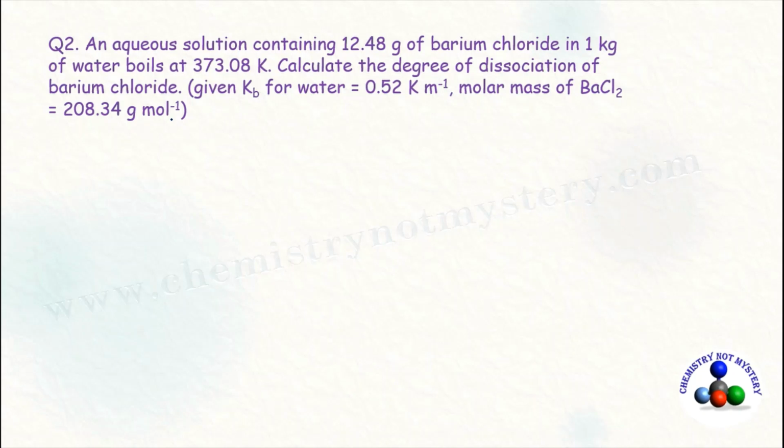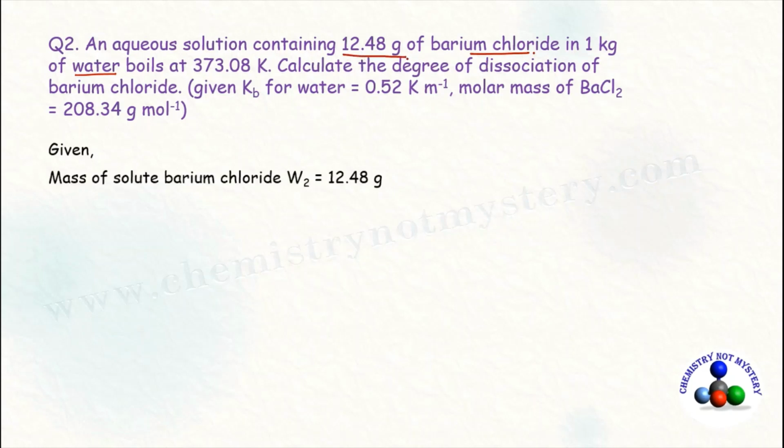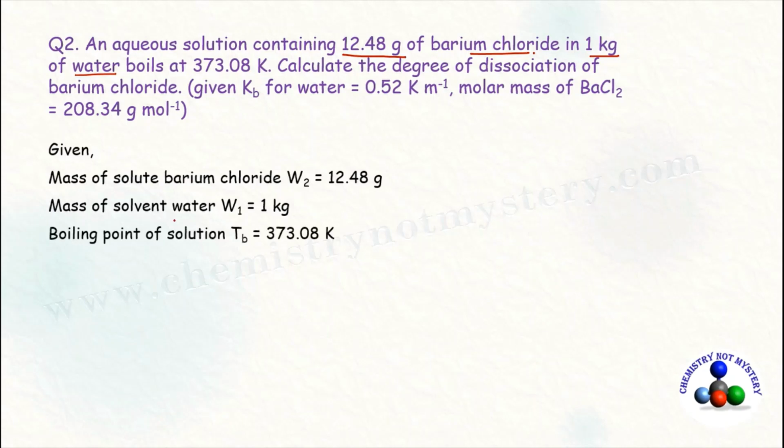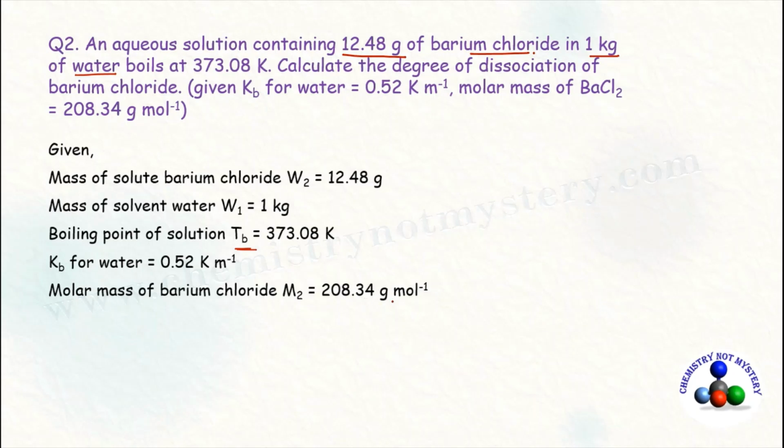Let's note down what is given in the question. Here barium chloride is the solute and water is the solvent. So mass of solute, that is barium chloride, is given 12.48 grams. Mass of solvent, that is water, is given 1 kg. And the solution boils at 373.08 Kelvin. That is the boiling point of solution. It is TB is equal to 373.08 Kelvin. And Kb for water is given 0.52 Kelvin per molal. Molar mass of BaCl2 is given 208.34 grams per mole. And we know boiling point of water, that is TB naught, is equal to 373 Kelvin.